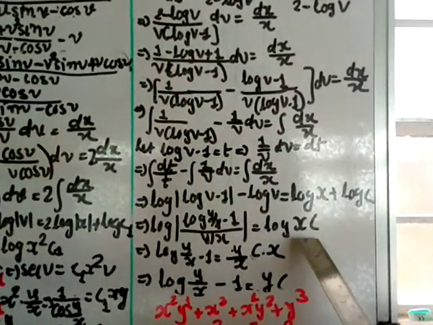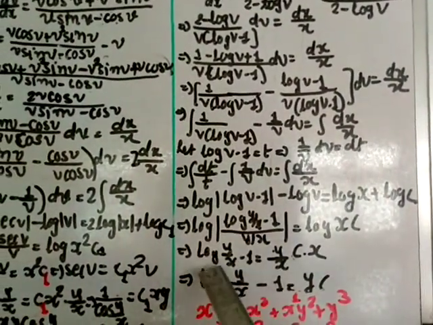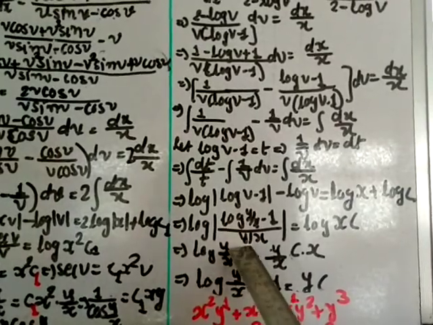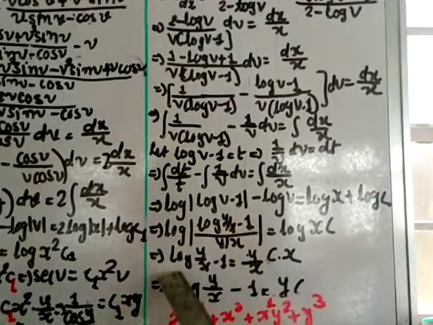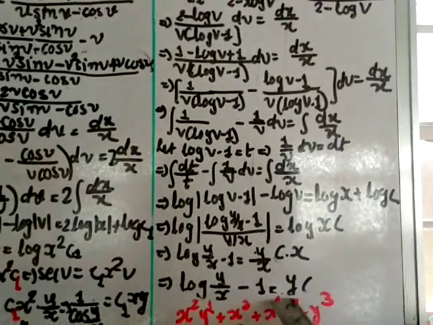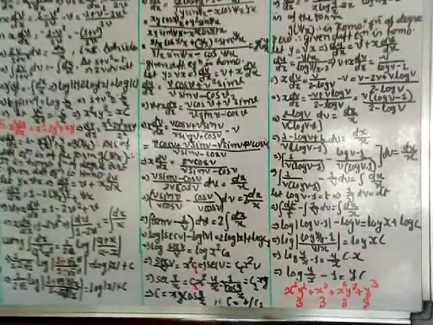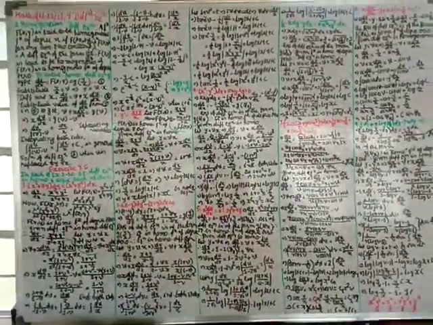m into n. Here log cancels, so now you get log y by x minus 1, and this y by x I am transferring here. So y by x equals cx, x cancels. So you get y into c. Here you get log y by x minus 1 equal to y into c. So that is the solution for question number 9. We'll keep this much. Thank you very much.